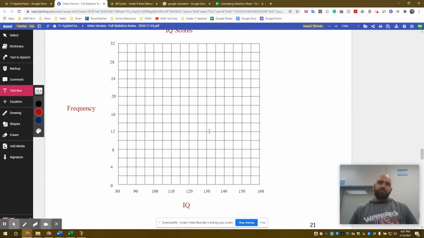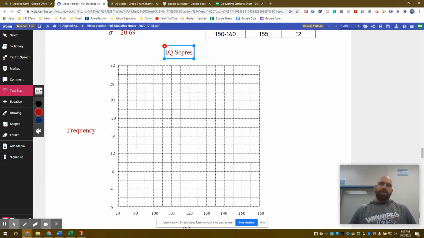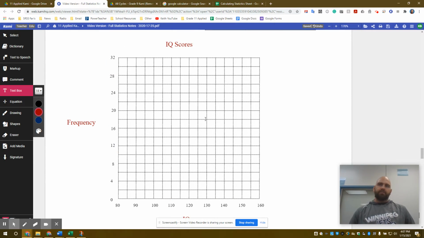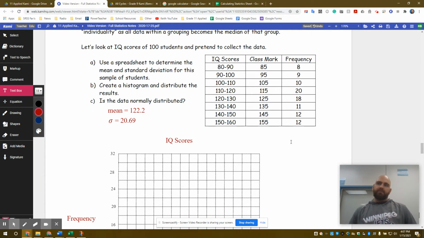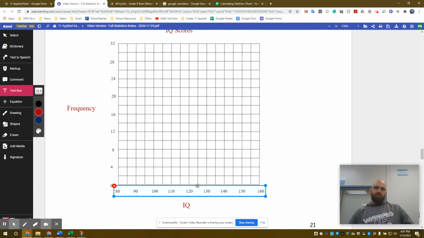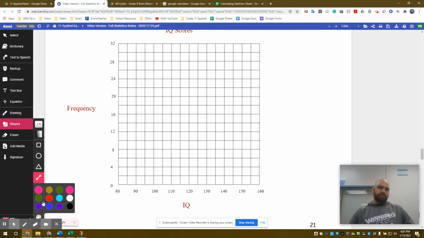Here's our graph, and we're going to create a histogram using the data that we have. You'll notice I have my title, frequency on the left, and IQ on the right. We're dealing with IQ in this case. Here's the frequency going up the side. The highest one is 20, so I need to make sure I have at least 20. On the bottom, I have all my groupings, 80, 90, 100, all of those gaps. Now we draw in our rectangles. I'm going to start with 80 to 90, and there were 8 people, so they need a rectangle here.